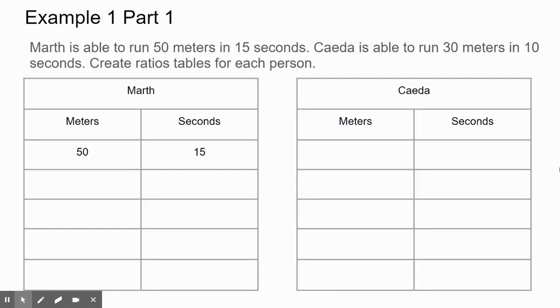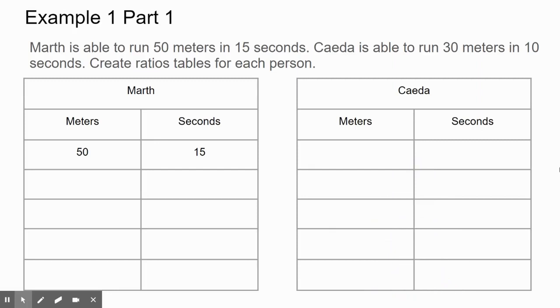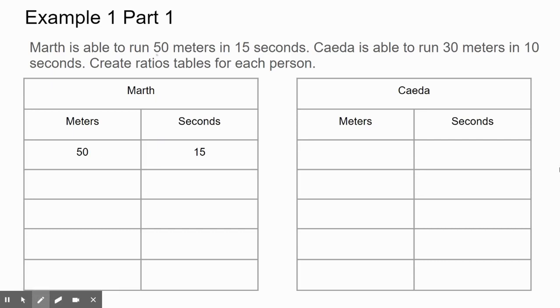In our first example, we have the problem: Marth is able to run 50 meters in 15 seconds. Sita is able to run 30 meters in 10 seconds. You're going to create ratio tables for each person. We did this in the last video, but as a quick refresher, first write your initial ratio into your table. We know that Marth can run 50 meters in 15 seconds, so we write 50 meters, 15 seconds.